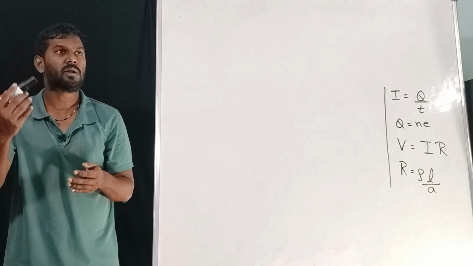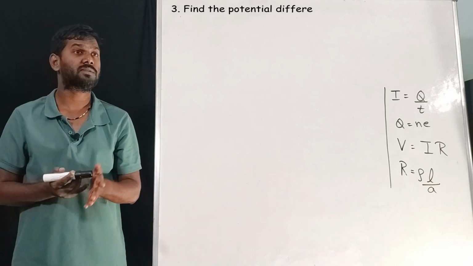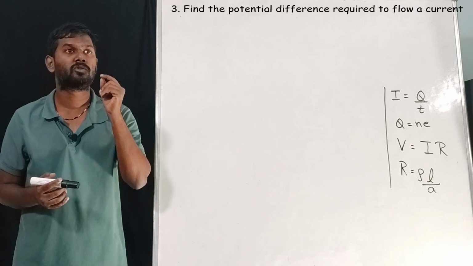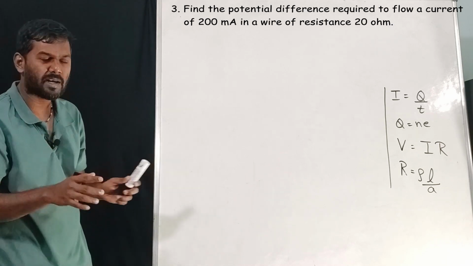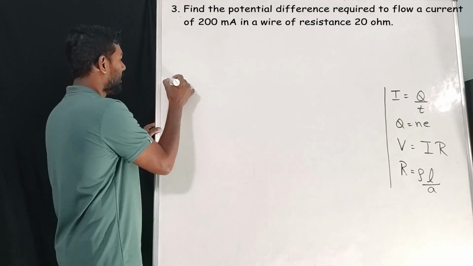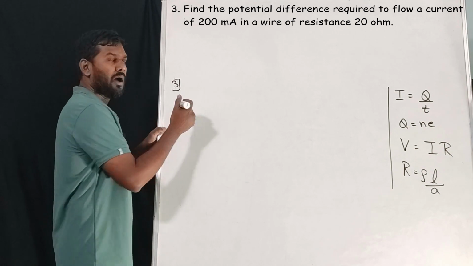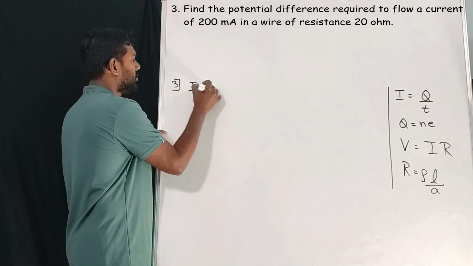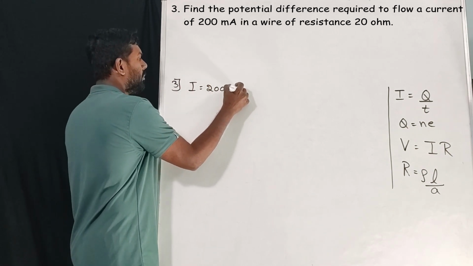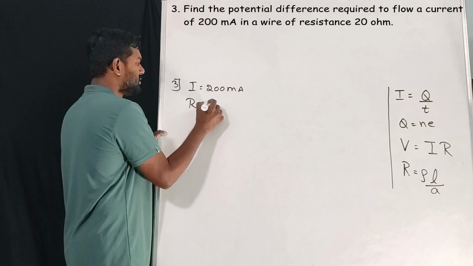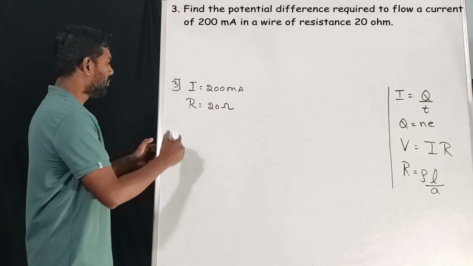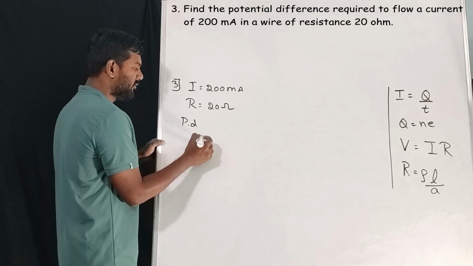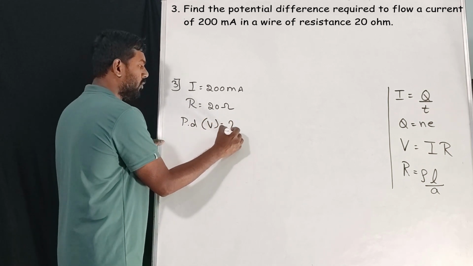That's it. Question number 3. Find the potential difference required to flow a current of 200 milliamperes in a wire of resistance 20 ohm. Very direct question. Listen, first we'll write the given data. Current is given, I is equal to 200 milliampere. R is equal to 20 ohm. Then we have to find potential difference. Potential difference is nothing but voltage.